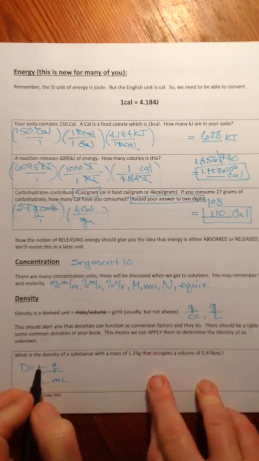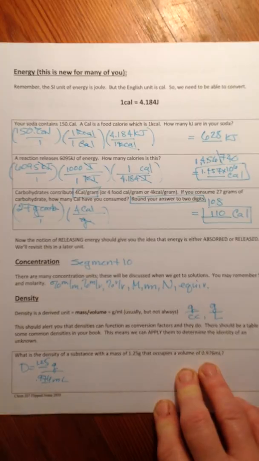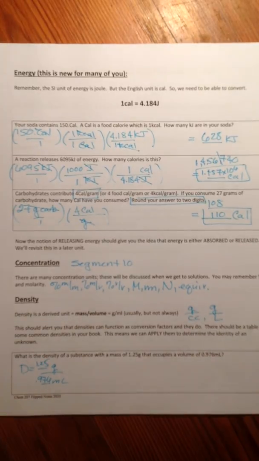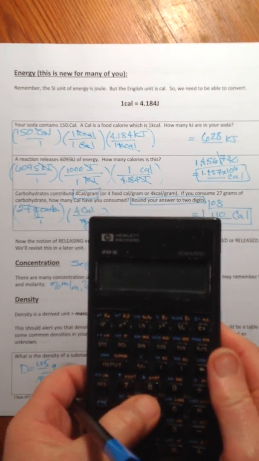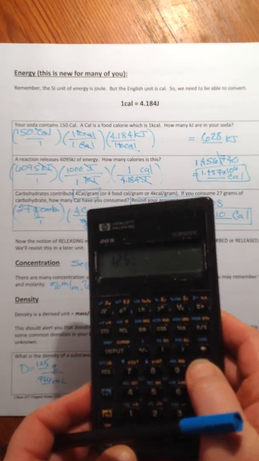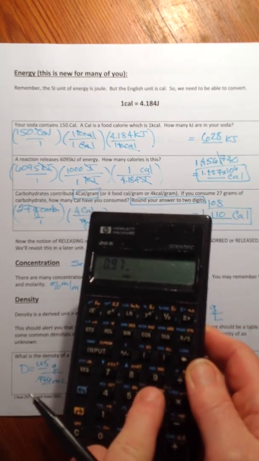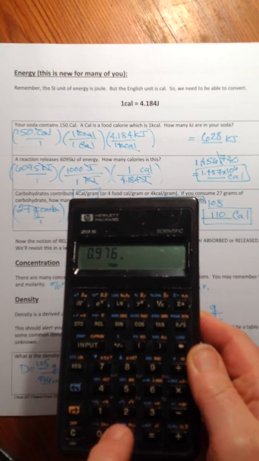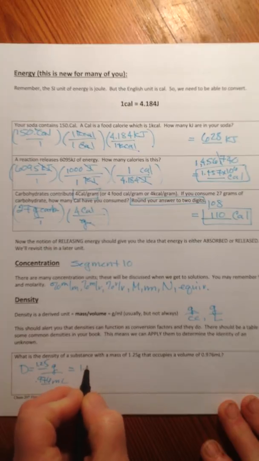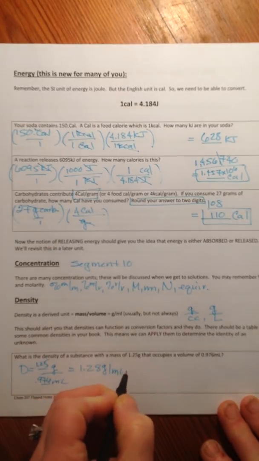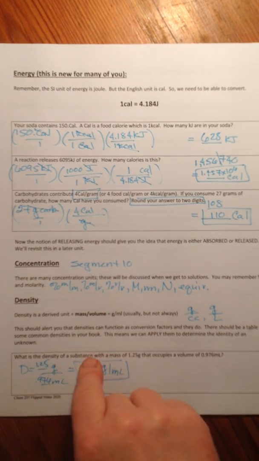So we're given grams, 1.25, volume 0.976. So sometimes we have to figure something out before we convert. So 1.25 divided by 0.976, 1.28 grams per milliliter. Be sure you use your sig figs rules. 3 here, 3 here, 3 here.